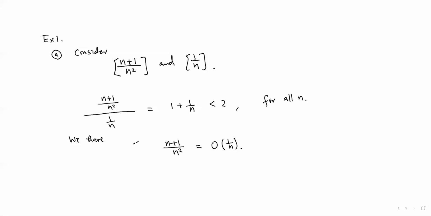1 over n. 1 over n converges to 0. (n plus 1) over n squared also converges to 0. Big O means (n plus 1) over n squared converges to 0 not slower than 1 over n converges to 0. That is A, now B.